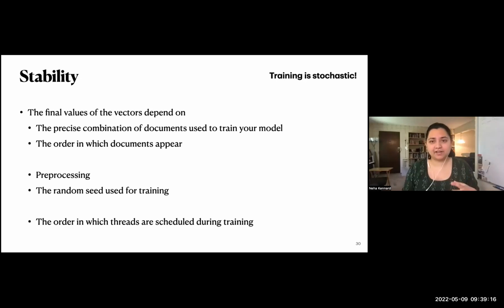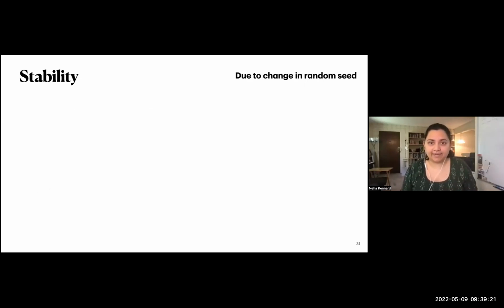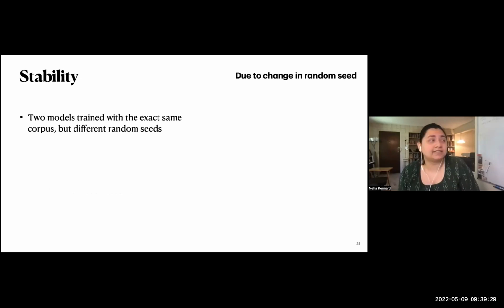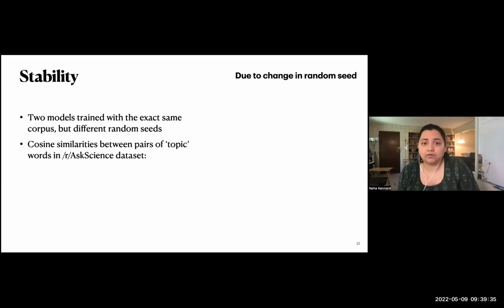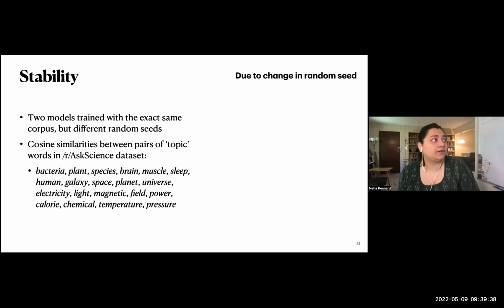And first, we're going to just talk a little bit about how much different sources of randomness can affect your embeddings. So let's look at what happens when you change the random seed in otherwise identical training of the same vectors. What I did here was I took an Ask Science corpus and computed cosine similarities between pairs of topic words from that data set.